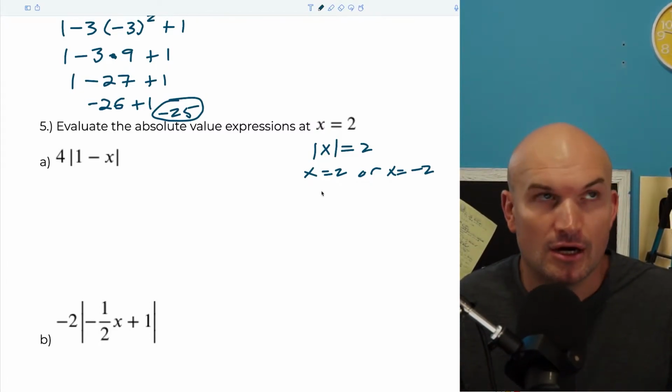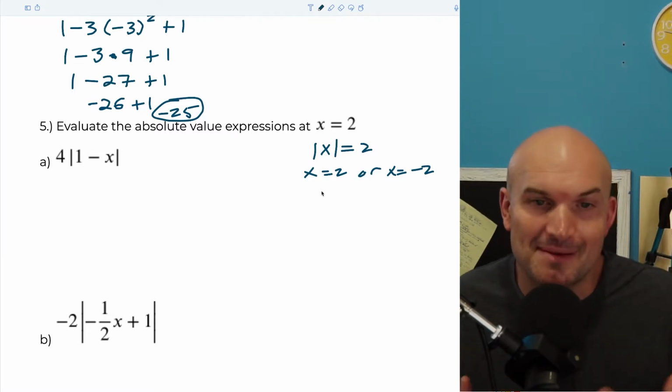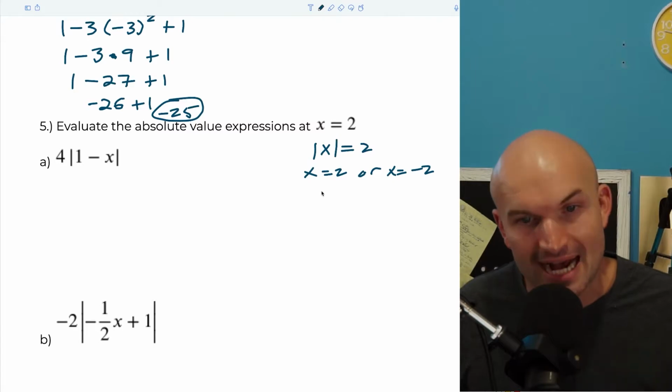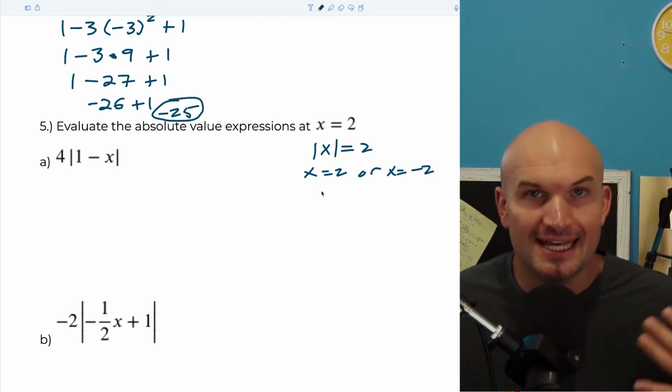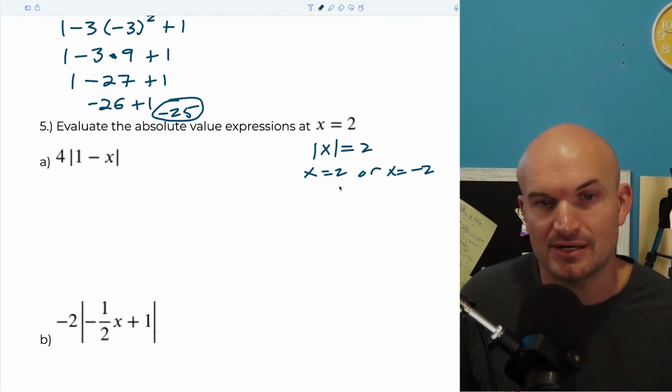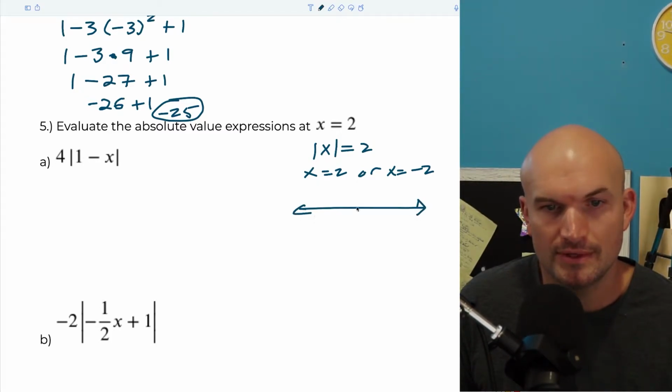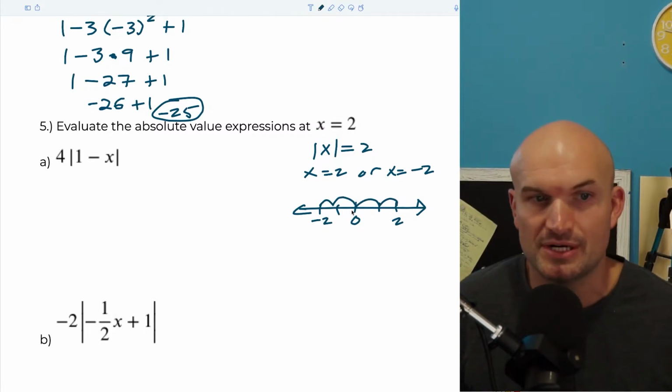distance away from 0. The definition of the absolute value means the absolute distance away from 0. So it could be in the positive or in the negative direction. It's just talking about the absolute distance away from 0. And again, you can see this, right? If we were to look at 0, here's 0. So here's negative 2 and here's positive 2. Wouldn't you agree that both of these are a distance of 2 away from 0? That's what the absolute value represents.